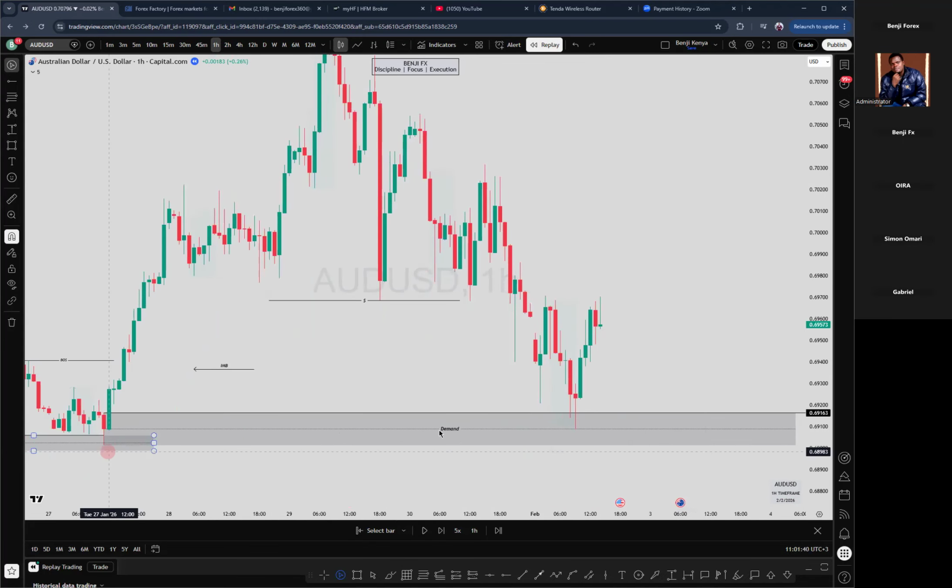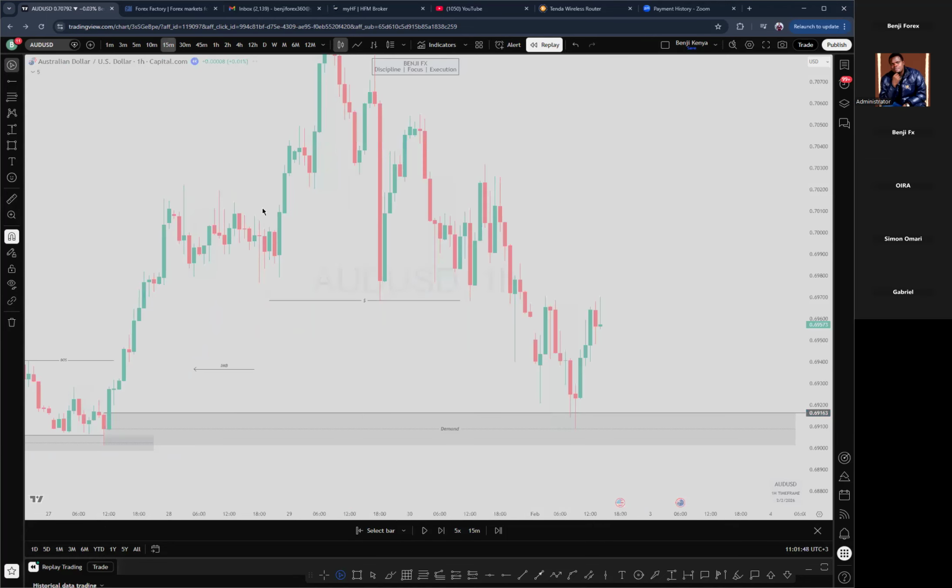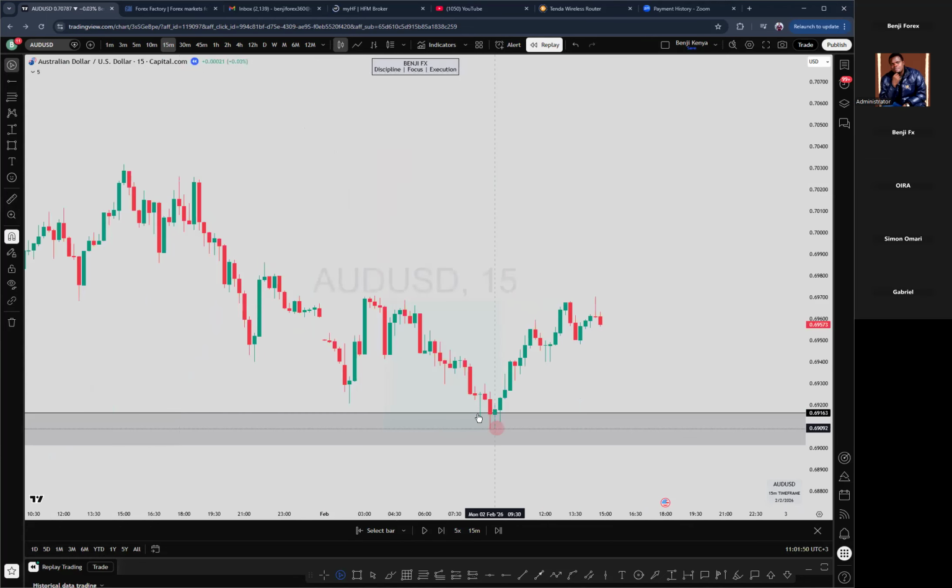The market taps into the order block and leaves some good rejection. On the H1, you can be able to see this. If you come all the way down to the 15 minutes, which is actually my entry criteria, you can be able to see that we had some good confirmations from here.